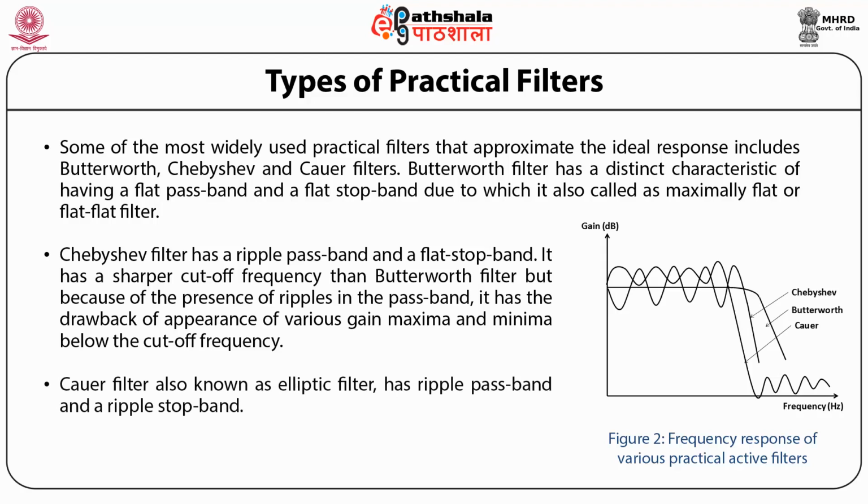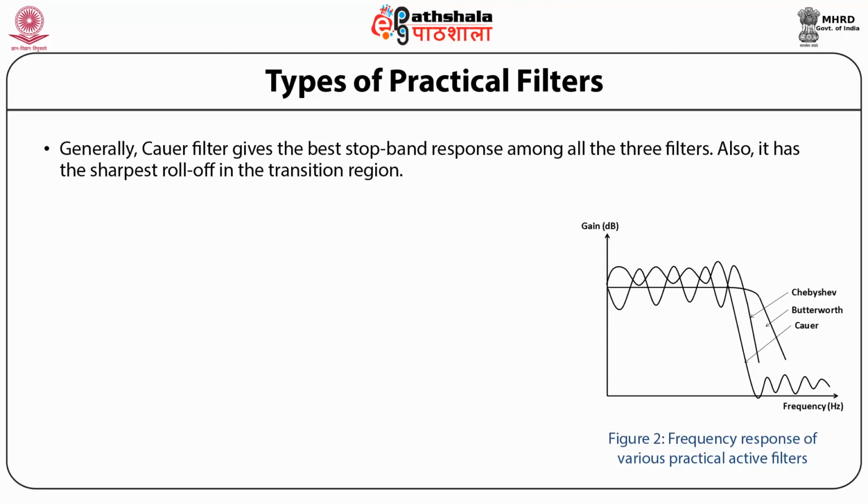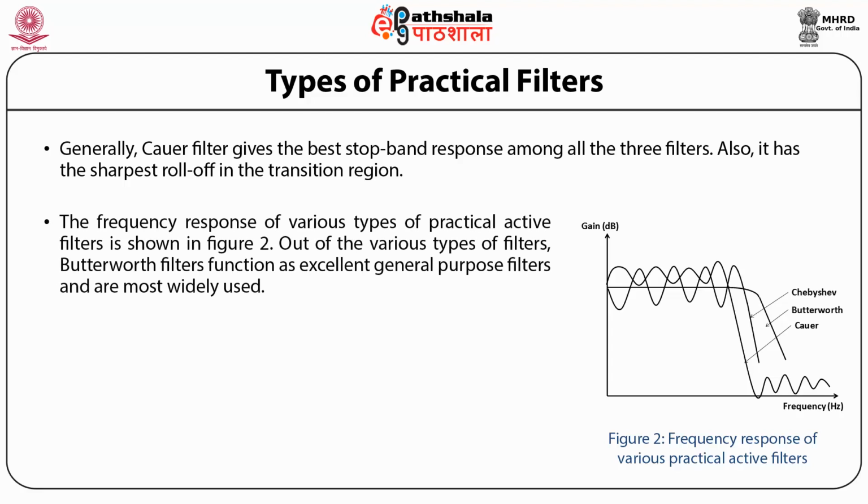Cauer filter, also known as elliptic filter, has ripple passband and a ripple stopband. Generally, Cauer filter gives the best stopband response among all three filters. Also, it has the sharpest roll-off in the transition region. The frequency response of various types of practical active filters is shown in the figure.